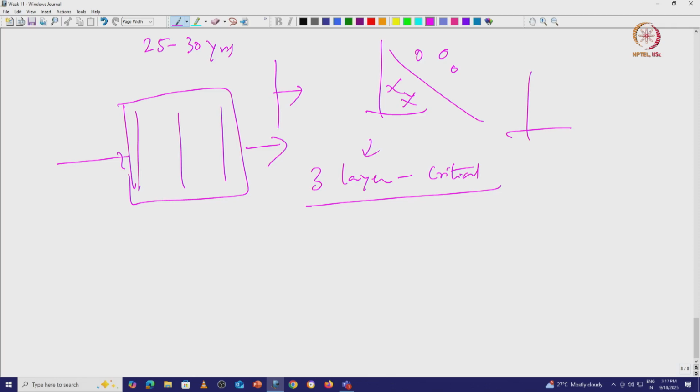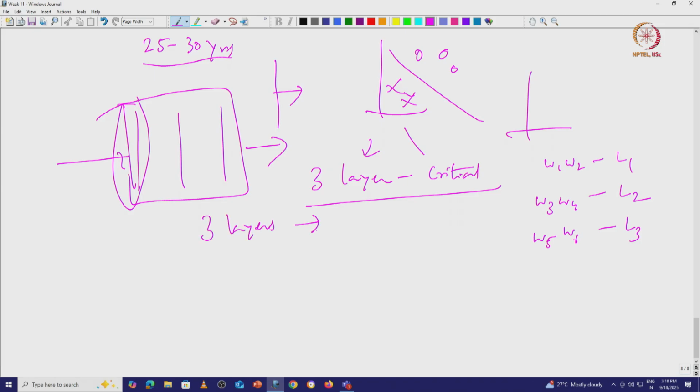because each layer is one straight line. I simply change the weights W1, W2 for layer 1 or line 1, W3, W4 for separator L2, W5, W6 for L3. This will do the job. So, this took 25 to 30 years to move from a single layer to 3 layers. Now, because you could do it for 3 layers, people have now done it for 200 layers. This is your deep neural network, what is called deep learning.